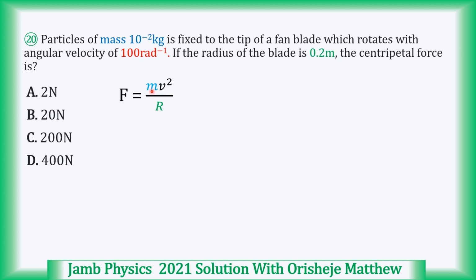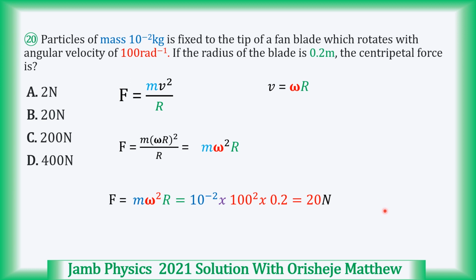So if you know that the centripetal force is equal to mv squared over r, where the linear velocity v is the angular velocity multiplied by r, then putting that in place of v squared, the centripetal force is equal to m times the angular velocity squared multiplied by the radius of the blade. Based on the color coding, we have m, the angular velocity squared 100, then the radius 0.2. Substituting, that will give me 20 Newton.